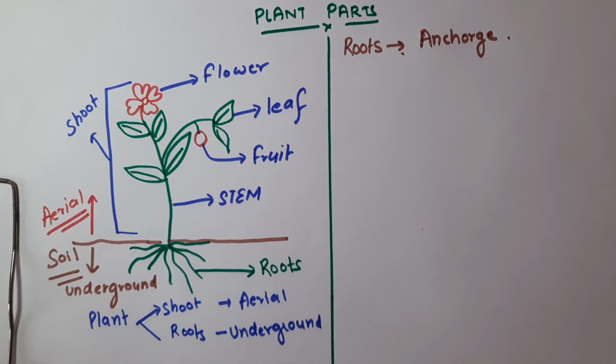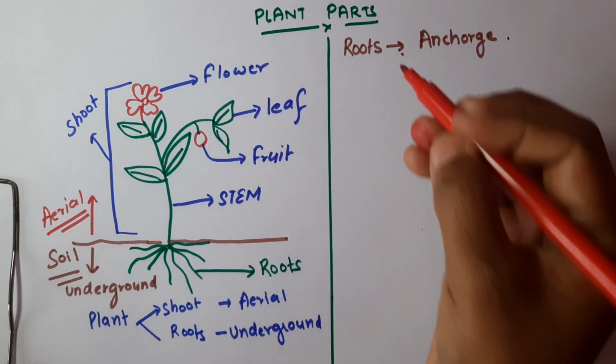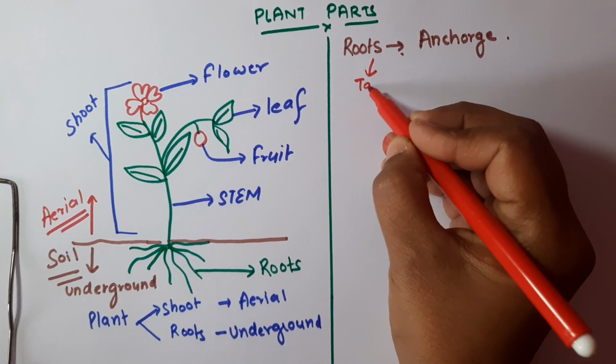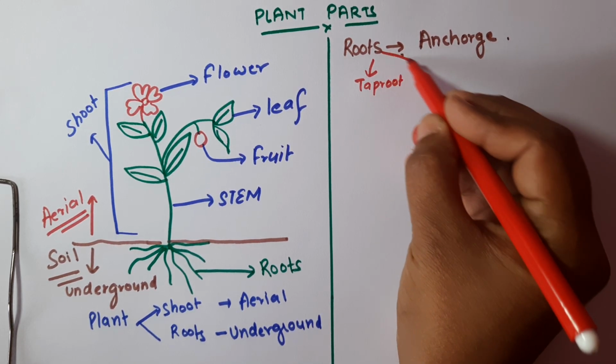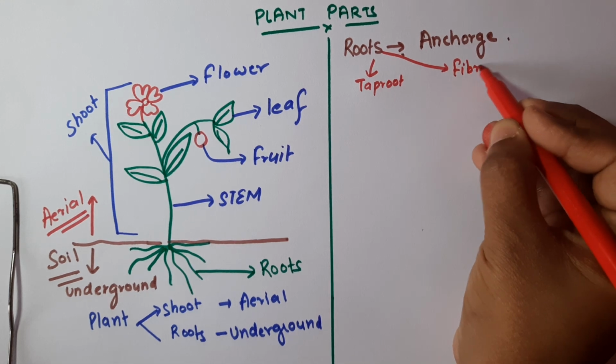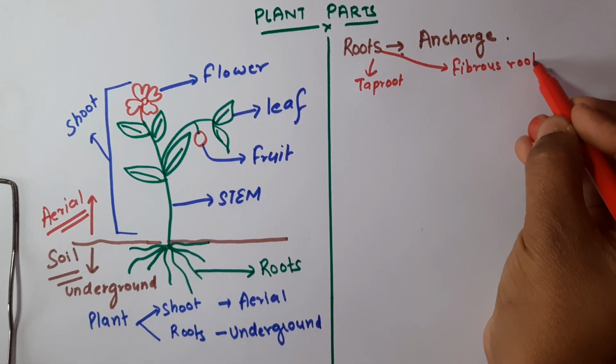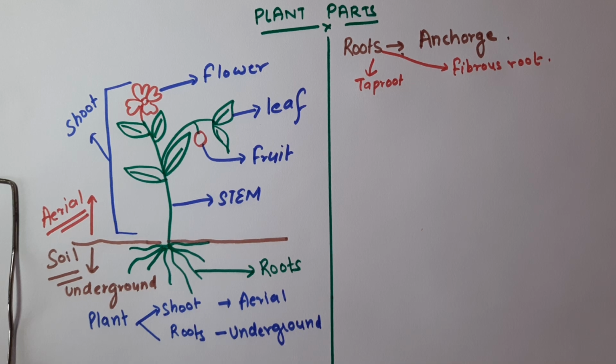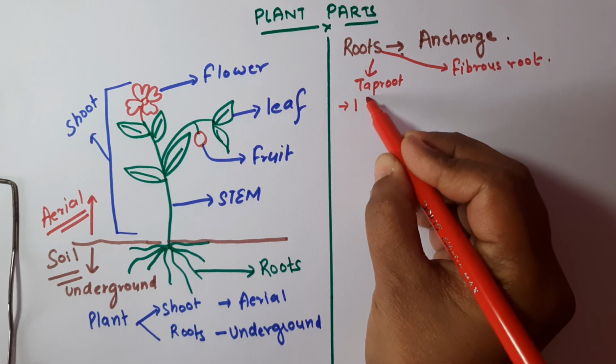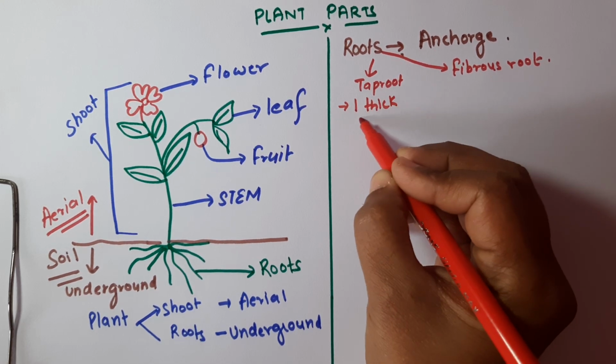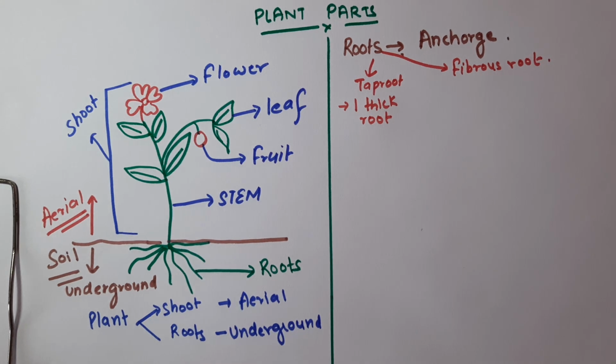Now there are different kinds of root. Students, there are two kinds of roots, the tap root and the fibrous root. So students, what is a tap root? A tap root has one thick root, and from that thick root thin roots come out.